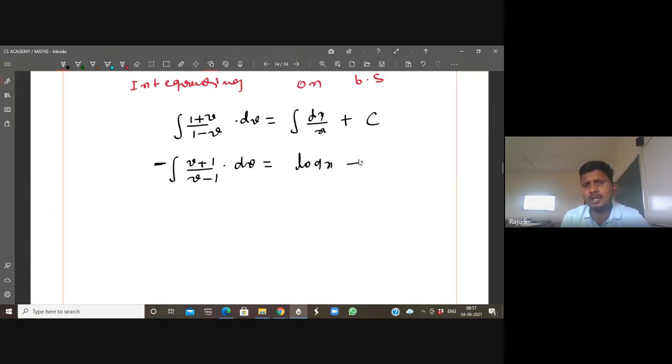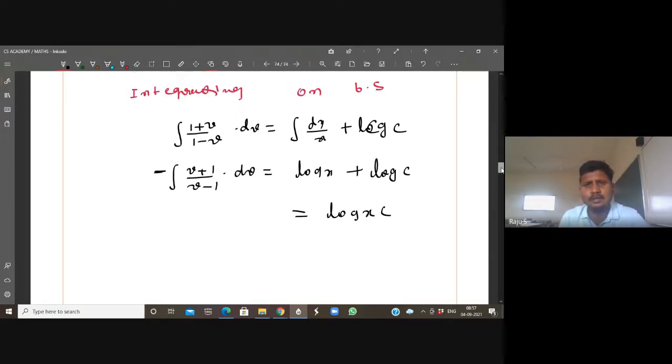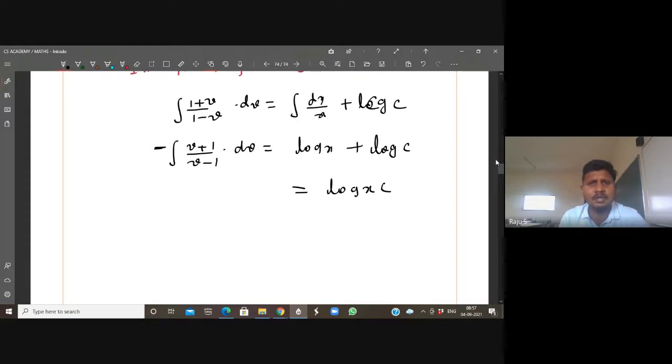It's better to take the constant, not only in this question but in all the questions of this entire exercise, as log c. Because when you take log c, right side is log x into c you'll get. Okay, you may take plus c also, that's your wish, but my advice is you better take log c, then you will get log xc. All the questions will get log xc or log yc, that's all.